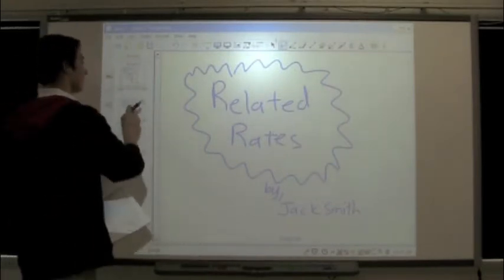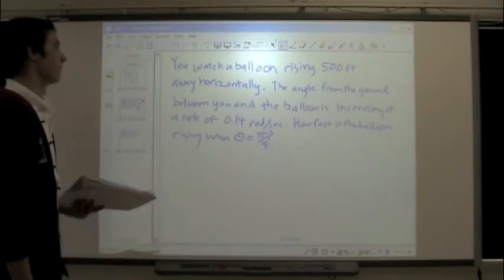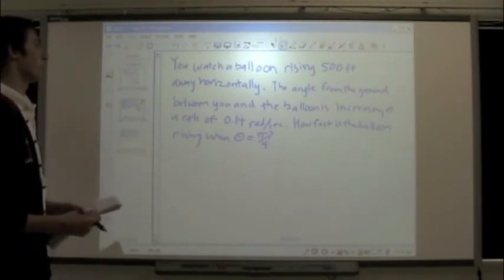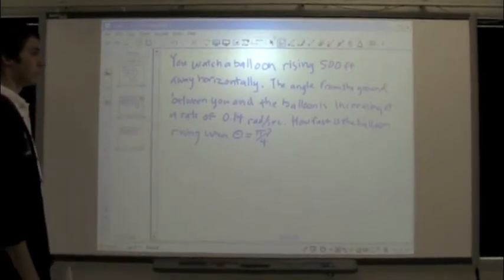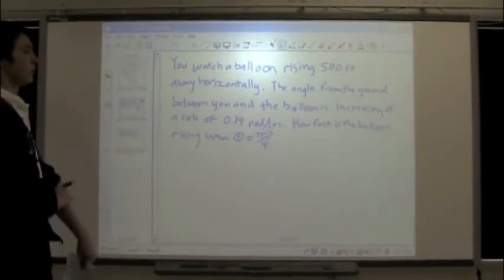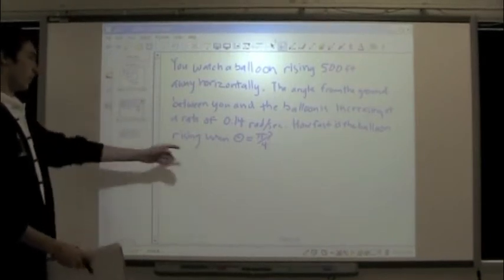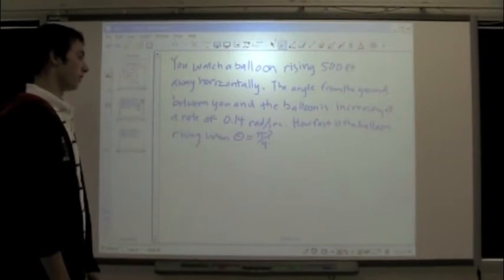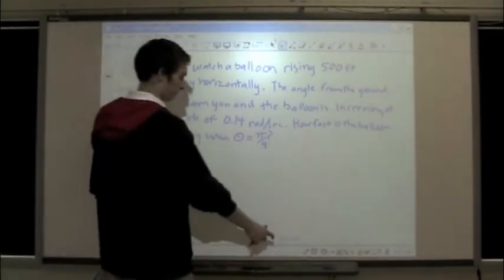Okay. So we'll start with an example problem. In this problem, you watch a balloon rising 500 feet away horizontally, and the angle from the ground between you and the balloon is increasing at a rate of 0.414 radians a second. How fast is the balloon rising when theta equals pi over 4?